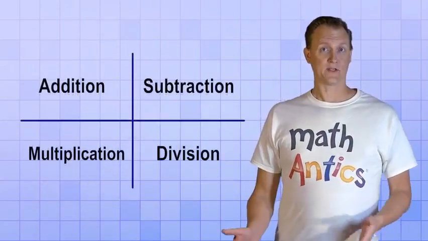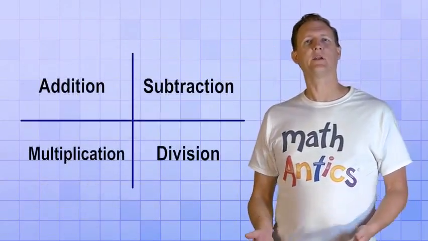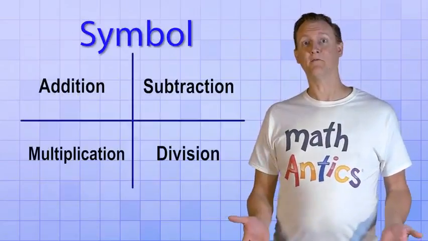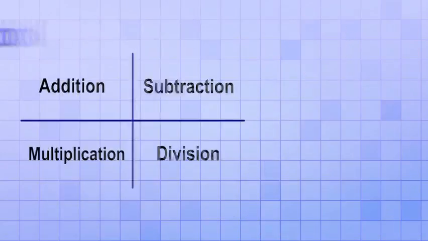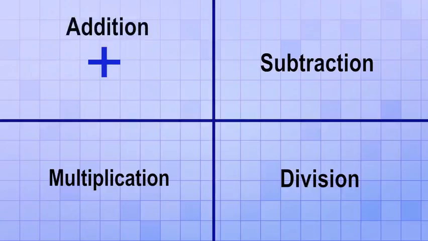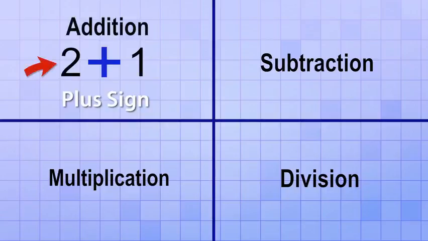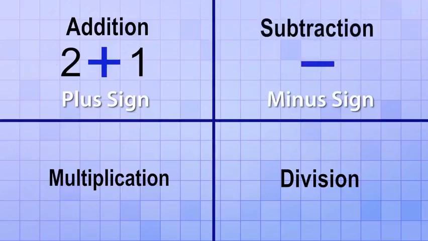To make arithmetic easier to write down, each of these operations gets its own symbol, and some of them even have more than one symbol. For addition, we use this symbol, called a plus sign, to show that two numbers are being added. So when you see a math operation like this, you just say 2 plus 1. For subtraction, we use this symbol, called a minus sign, to show when a number is being subtracted from another. When reading this sign, you usually say 2 minus 1, or 2 take away 1.